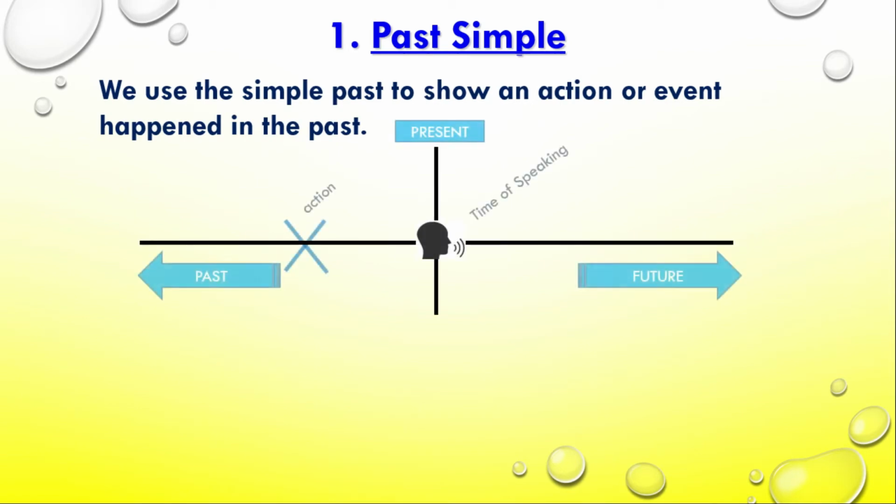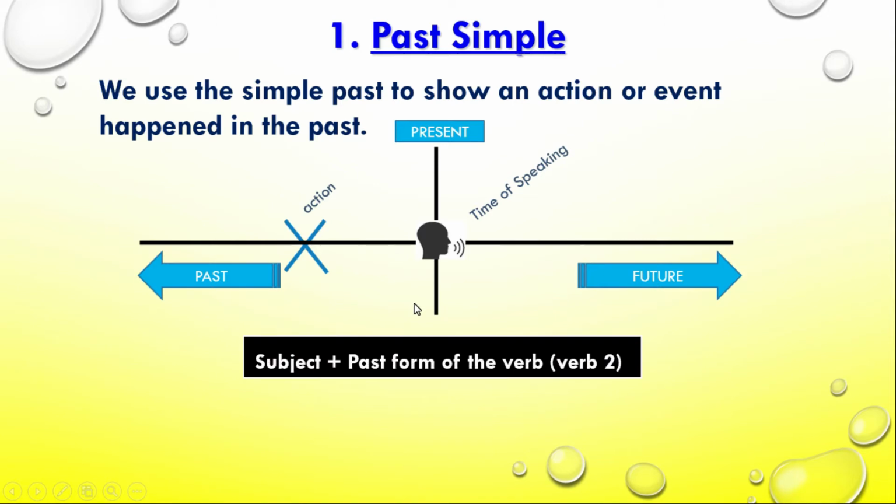Have a look at this diagram. The actions happened in the past at any time. This is the time of speaking. That means at this point we are talking about the action. The form of this tense is subject plus the past form of the verb, which is verb 2. Write, wrote, written. The past form or second form is wrote. Speak, spoke, spoken. The second form is spoke.